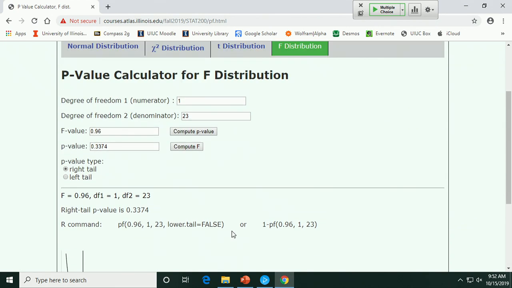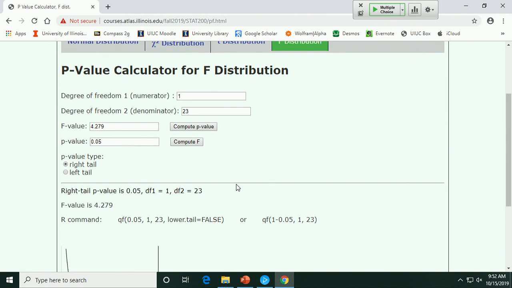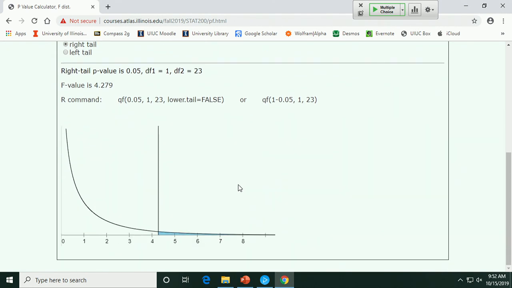But what's the critical value? The critical value is when our p-value is 5%, so 0.05, and then you can compute the F. That's where that 4.279 came from in the table. That's the 5% mark.